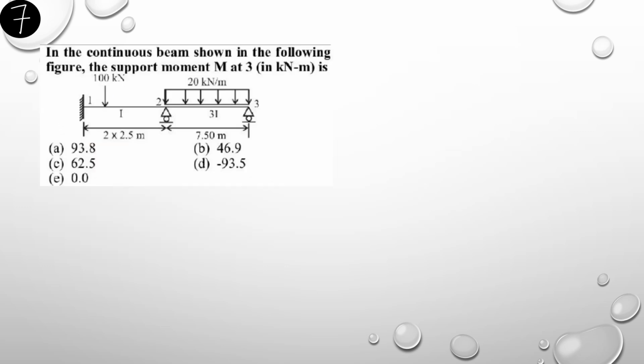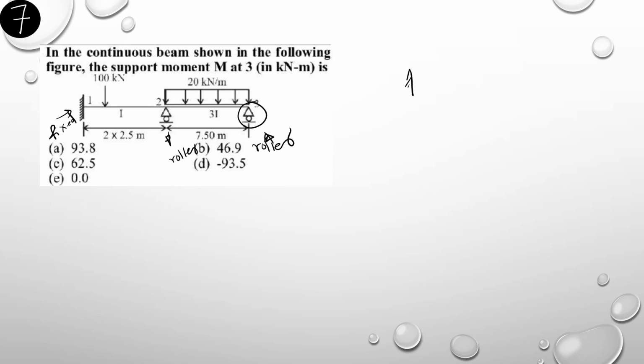Question number 7. In the continuous beam shown in the following figure, the support moment at 3 in kilonewton meter is. Okay, support third. Here they ask to calculate the support moment at this third point. The third point is a roller support, the second also a roller support, and the first a fixed support. Before solving any kind of beam numerical, first we need to know about the support and what kind of reactions and moments act on that kind of support.